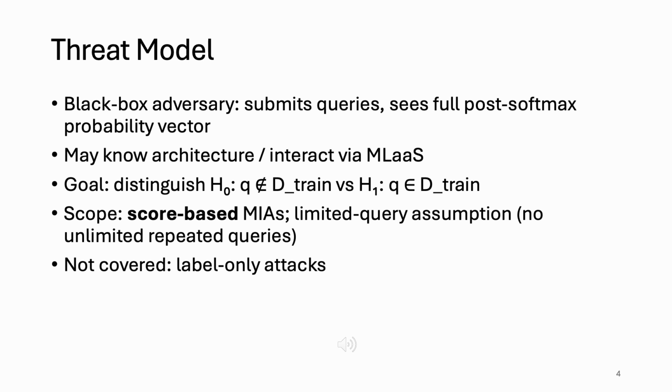Here is our threat model briefly. The adversary has black-box access. They can query the model and observe the full probability vector in a standard machine learning as a service setting. Their goal is to distinguish members from non-members, and we assume a limited query regime, so repeated identical queries are rate limited or logged, which is common in deployed systems. And to be upfront about the scope, DynaNoise targets score-based attacks. Label-only attacks are outside this work.